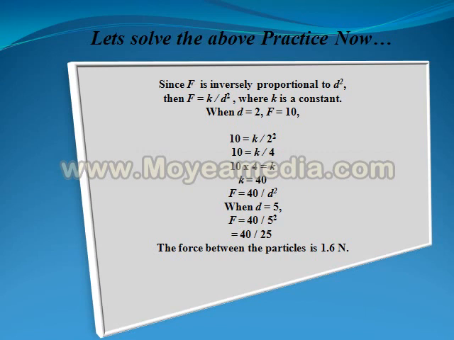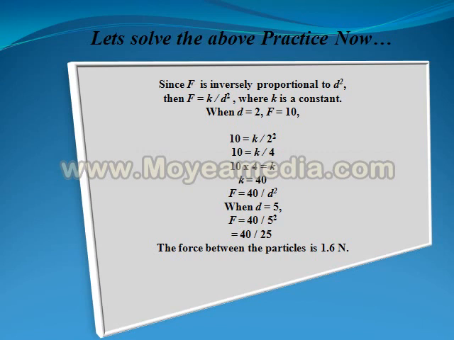4 is divided, on the left side will be multiplied. K is 40 now. So the complete relationship is now F is equal to 40 over d square. Now the first part is: when the distance is 5 meter apart, what is the force? So in this relationship I replaced d with 5, becomes 5 square. 5 square is 25. So dividing 40 by 25, we will get here 1.6 Newton.